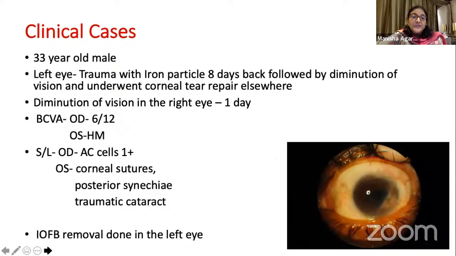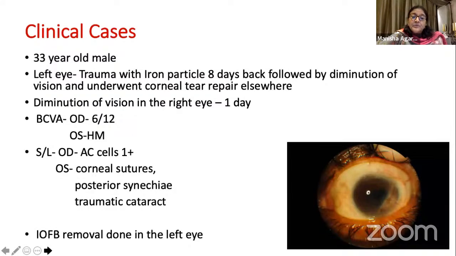Now, coming to a few clinical cases of mine, like a 33-year-old young male patient having a history of trauma in the left eye with iron particle 8 days back, followed by diminution of vision, and underwent a corneal tear repair elsewhere. There was a diminution of vision in the right eye for last 1 day. The vision was 6/12 in the right eye, and in the left eye, it was hand movements. The right eye showed a reaction in the form of anterior chamber cells 1+.